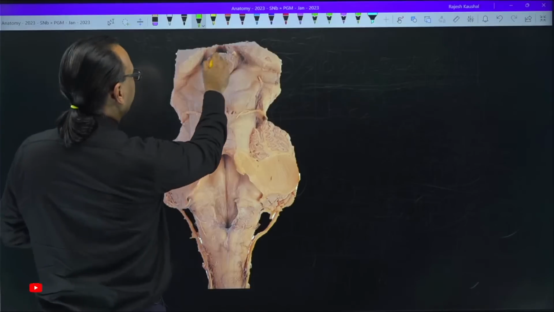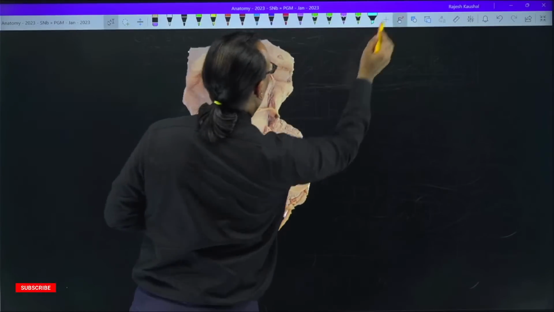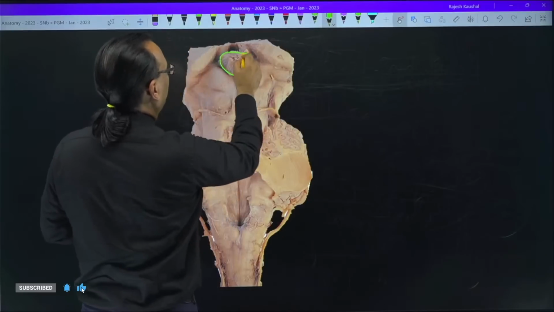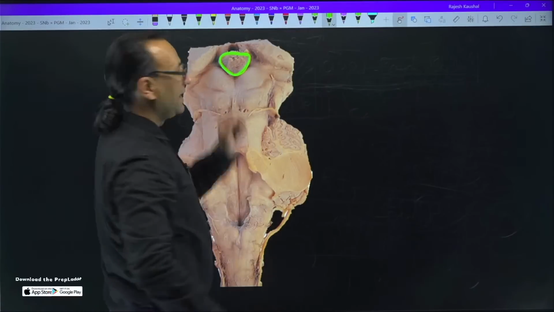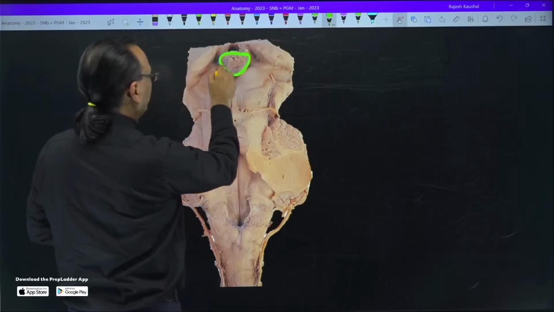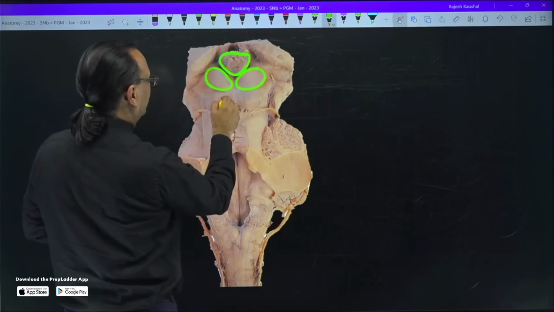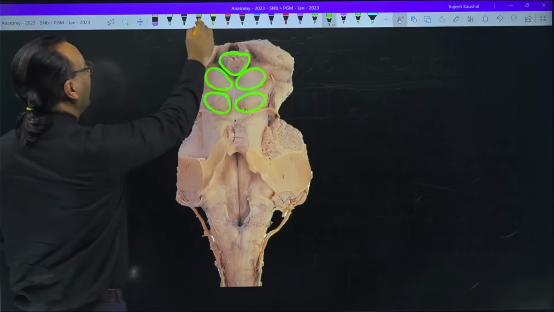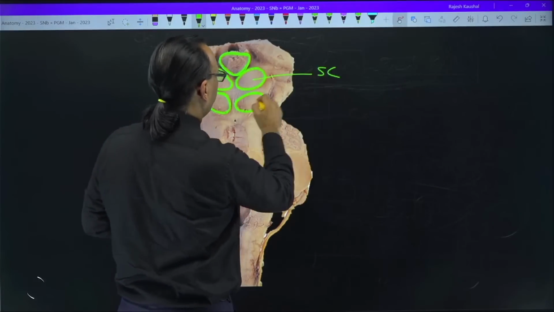What do you think is this? What do you think is this here? This is the pineal gland. If that is pineal gland, then what is this structure here? And what is this structure here? Together they are called corpora quadrigemina, and this is superior colliculus, this is inferior colliculus.